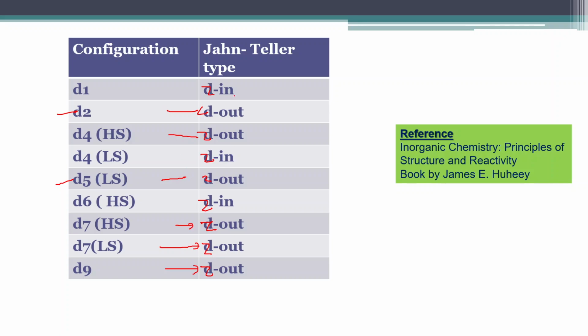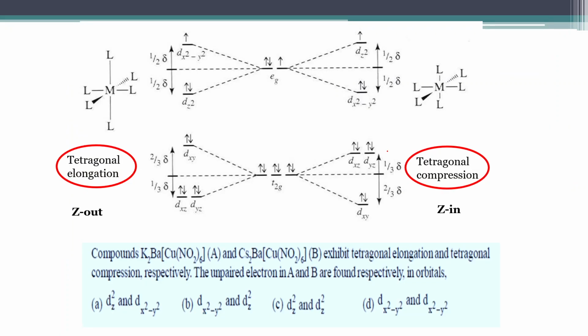Okay, have a look at this: d1 Z in, d2 Z out, d4 high spin Z out, d4 low spin Z in, d5 low spin Z out, d6 high spin Z in, d7 high spin Z out, d7 low spin Z out, d9 Z out. This is taken from James Huheey's Principles of Structure and Reactivity in Inorganic Chemistry text.